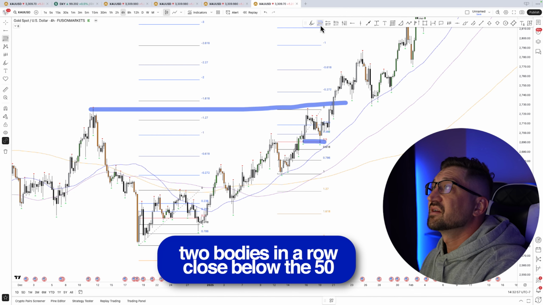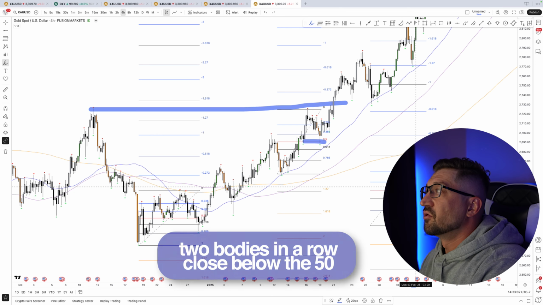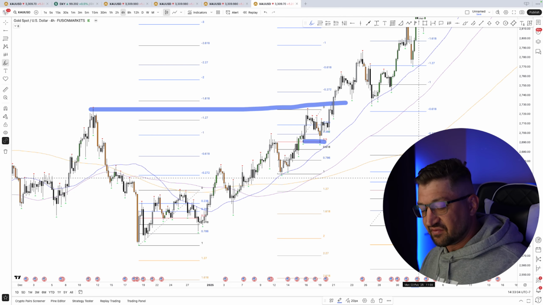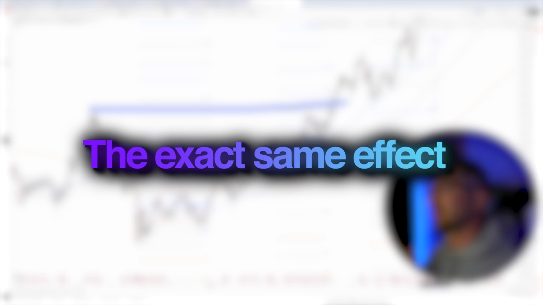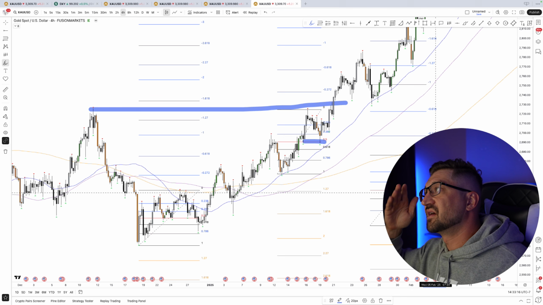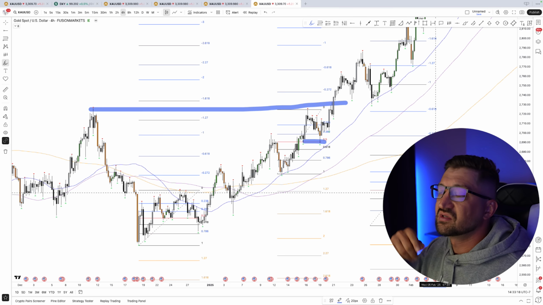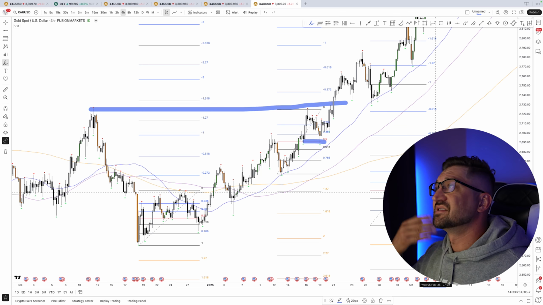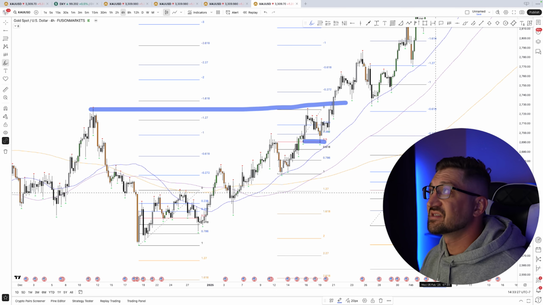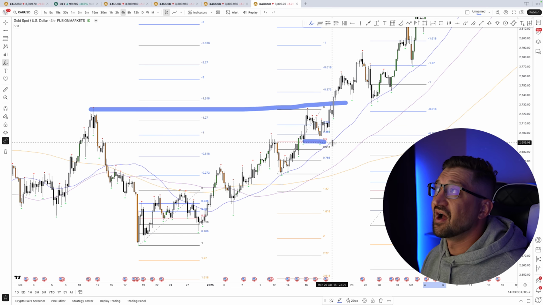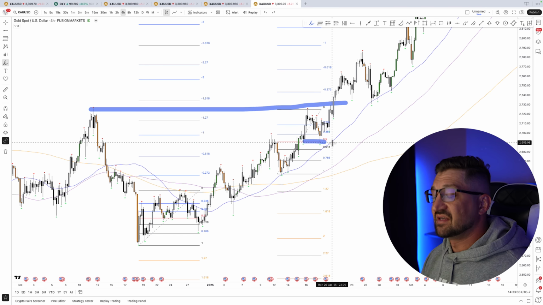So what does that look like? If I wick the 50 and then go back up, that's still above the 50 to me. If I close below the 50, but the next candle closes above the 50, that's the exact same effect as a wick. Price came below, price came back up, price failed to stay below the level. Whereas two candle closes in a row with bodies, that is a failure of a level, and now I'm going to be looking at other context. To me, this just looks like a liquidity grab. So that's kind of my conditions.